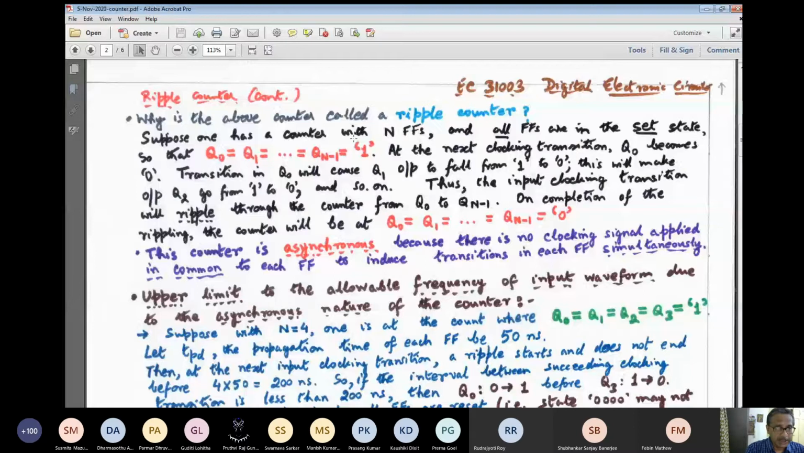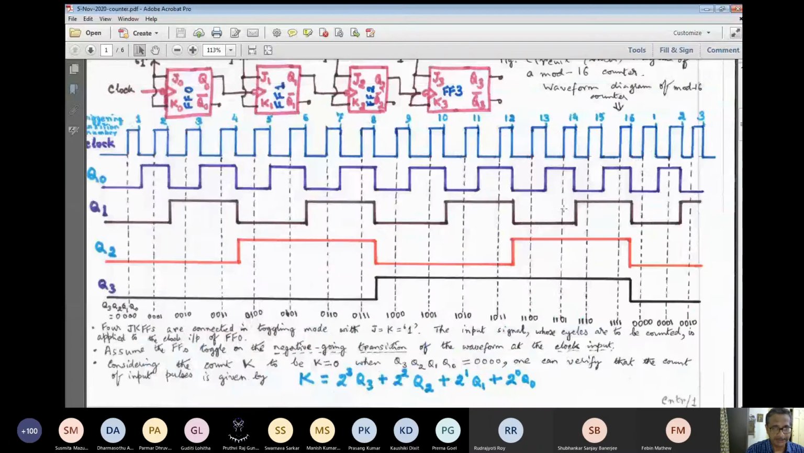Suppose we have a counter with n flip-flops. Here, 4, and all 4 flip-flops are in the set state, so that Q0 equals Q1 equals Q2 equals Q3 equals 1. Let me show it here. If you read this state, where I put the cursor, you read the state as all of the flip-flops are in the set state. Clear? 1 1 1 1. Now, when this active edge occurs, that means here I am putting number 16, what different events will take place in sequence?